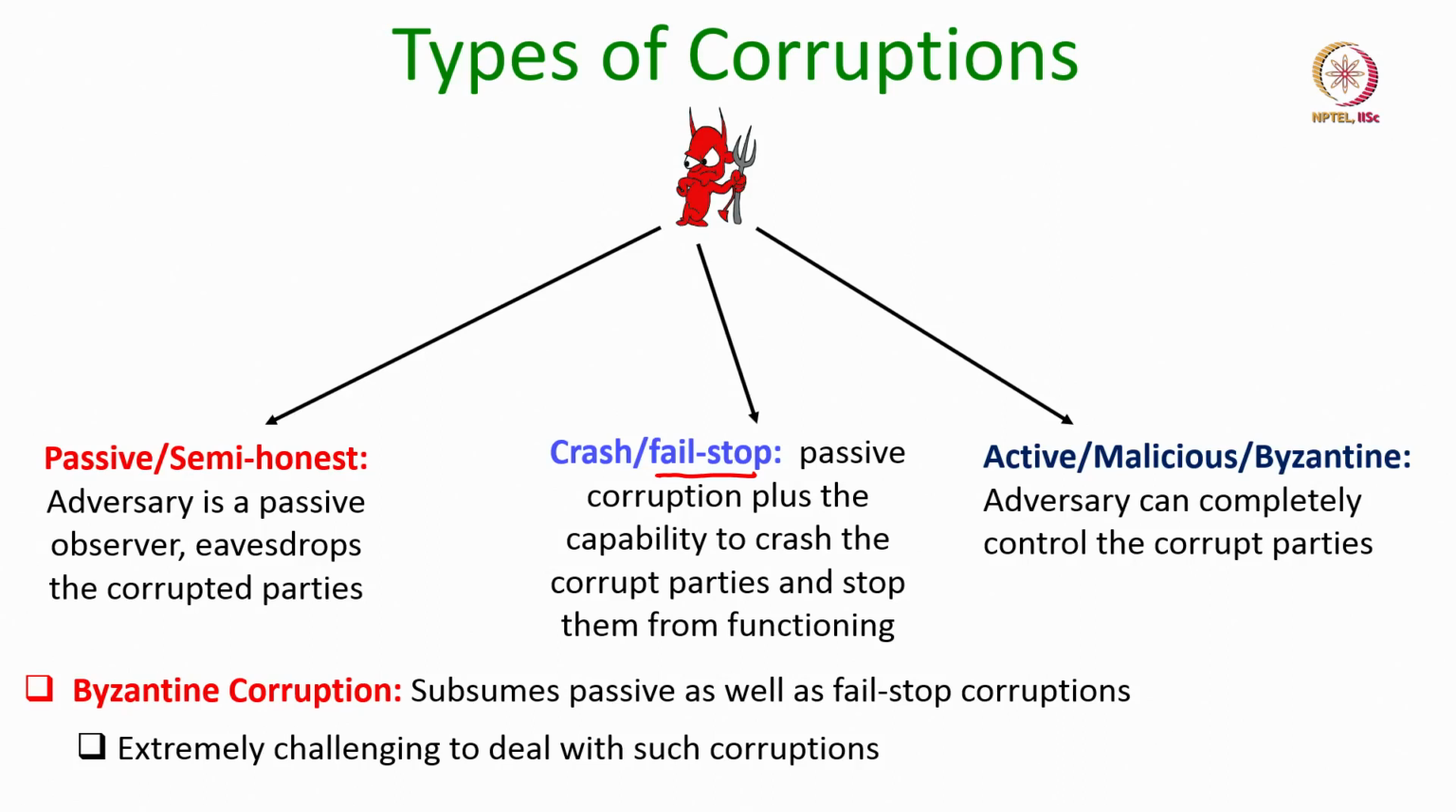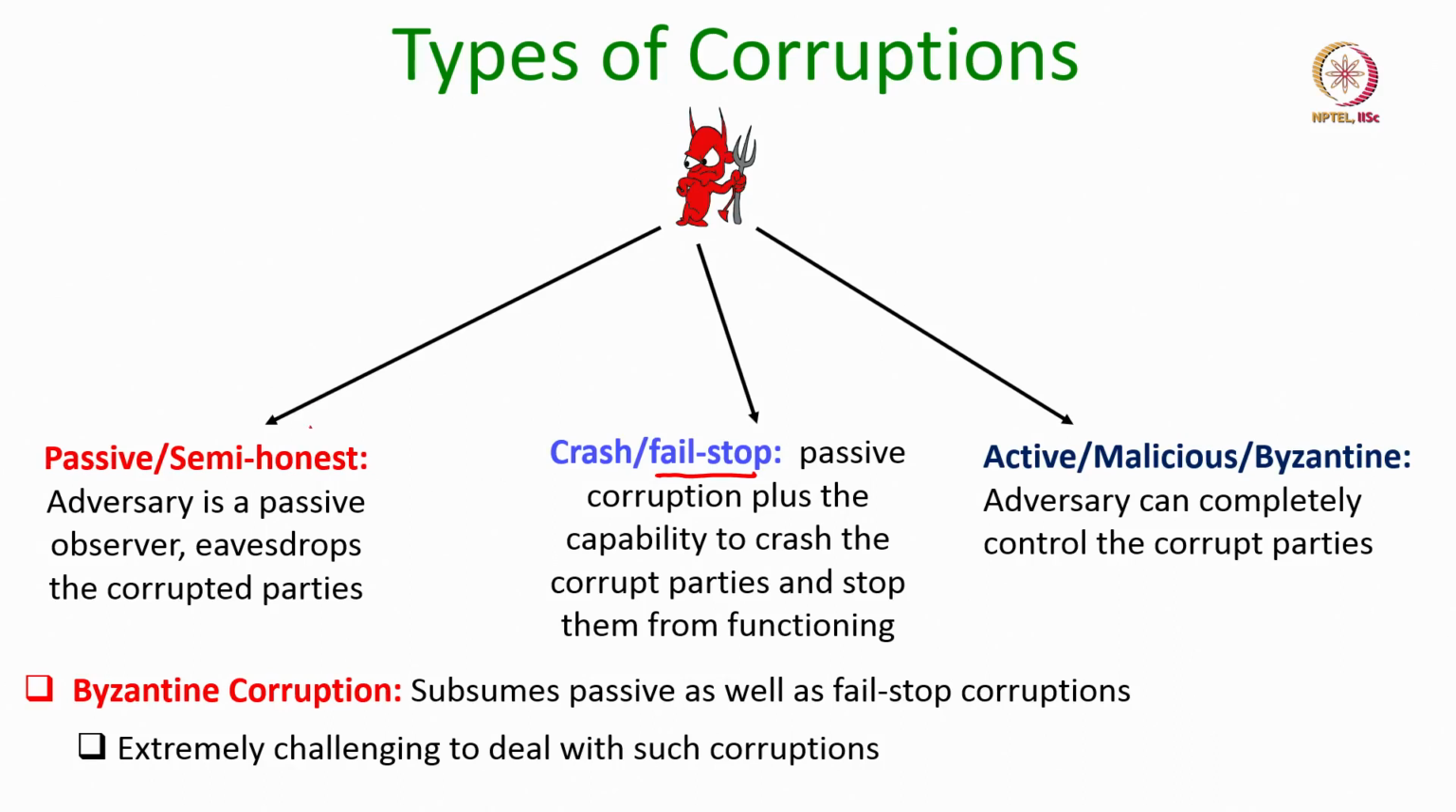For instance, if during the protocol execution a party is supposed to send some value x to everyone, then a Byzantine corrupt party may instead send x prime to one set of parties, x double prime to another set of parties, and it may not send anything to another set of parties. So, that models completely arbitrary behavior on the part of the adversary, and that is why it is extremely challenging to deal with such corruptions.